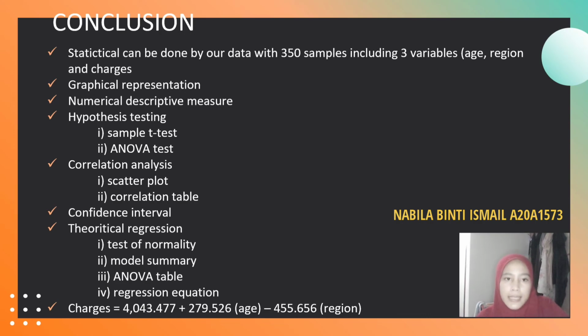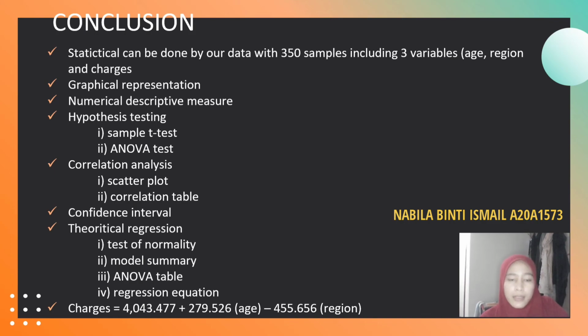In hypothesis testing, first we use the t-test to conclude that the mean age is not equal to the mean region. Then we found there is a significant difference among the treatments by using the ANOVA test. We also performed correlation analysis by scatter plot and correlation table. We conclude there is a correlation between age, region and charges because the R value is less than 0.3.